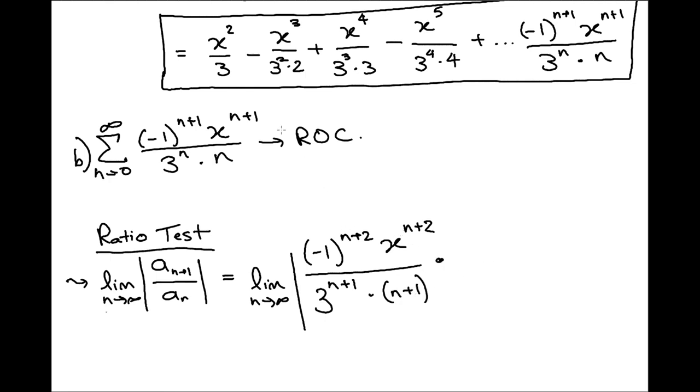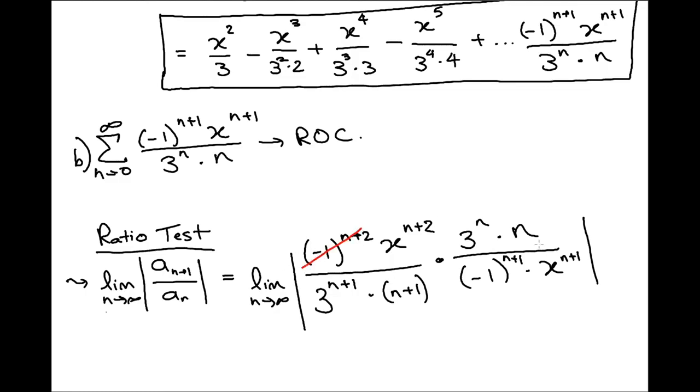times, now instead of dividing by a of n, I'm going to multiply by the reciprocal of a of n, because that will make things just look nicer. Also, I avoid having multiple layered fractions, and it also makes the cancellations look better. So we will have all this times 3 to the n times n over negative 1 to the n plus 1 times x to the n plus 1. Cool. So now we can go ahead and do some cancellations before we evaluate our limits.